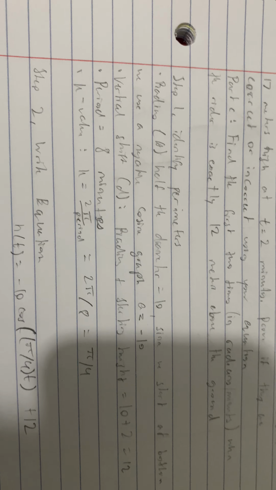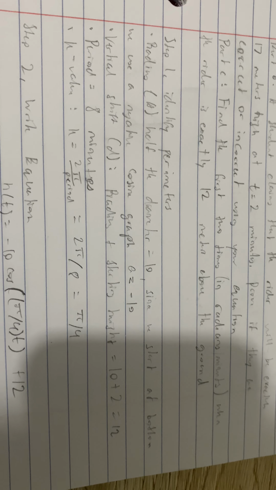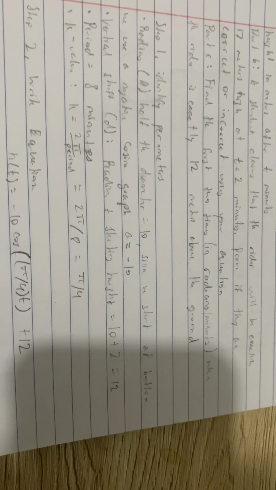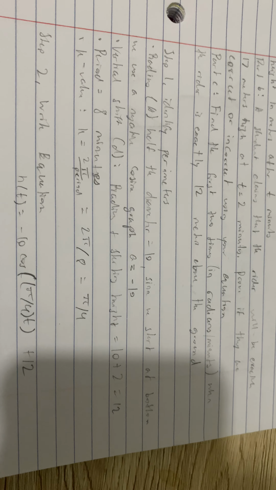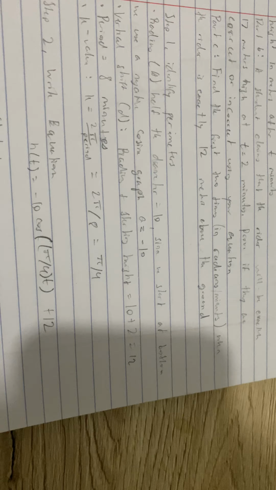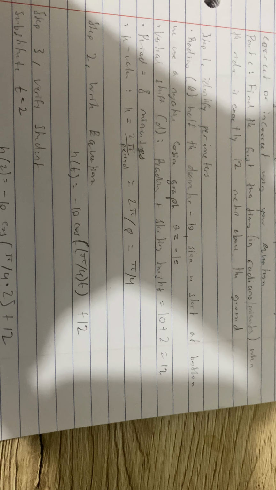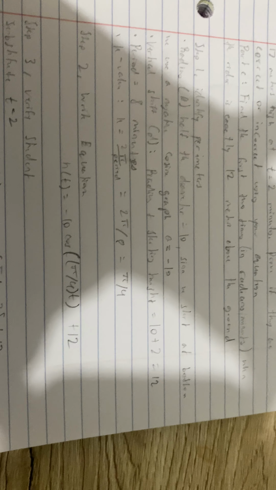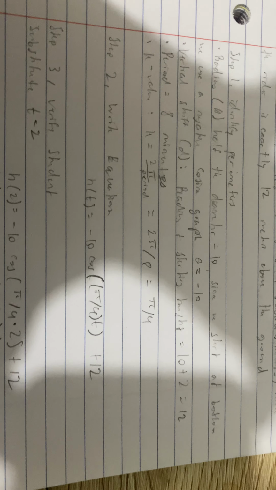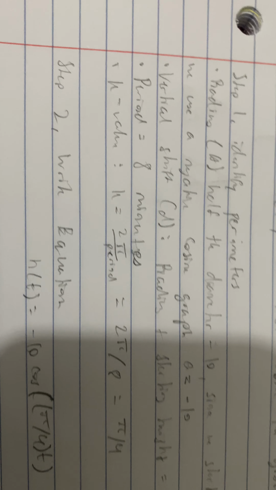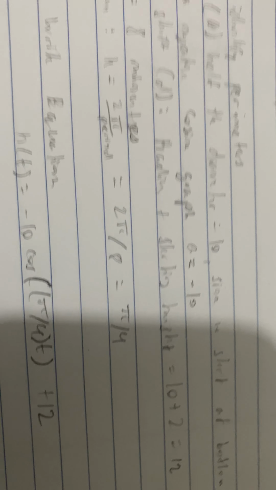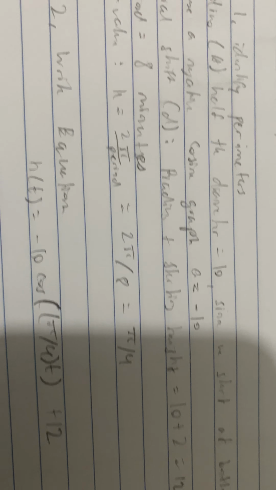So step 1, identify the parameters. Radius, we're going to call that A, is half the diameter, which equals 10. Since we start at the bottom, we can use a negative cosine graph. A equals negative 10. Then we have our vertical shift D, radius plus starting height, which equals 10 plus 2 equals 12. And then our period is 8 minutes. And our k value, which is what we find using the period, is k equals 2 pi over period. Our period is 8 minutes, so we have 2 pi over 8, which equals pi over 4.